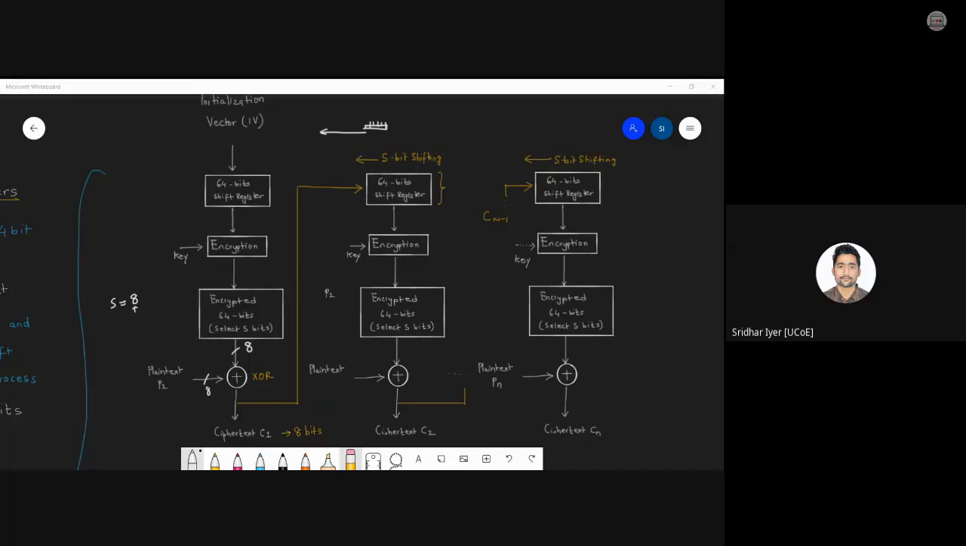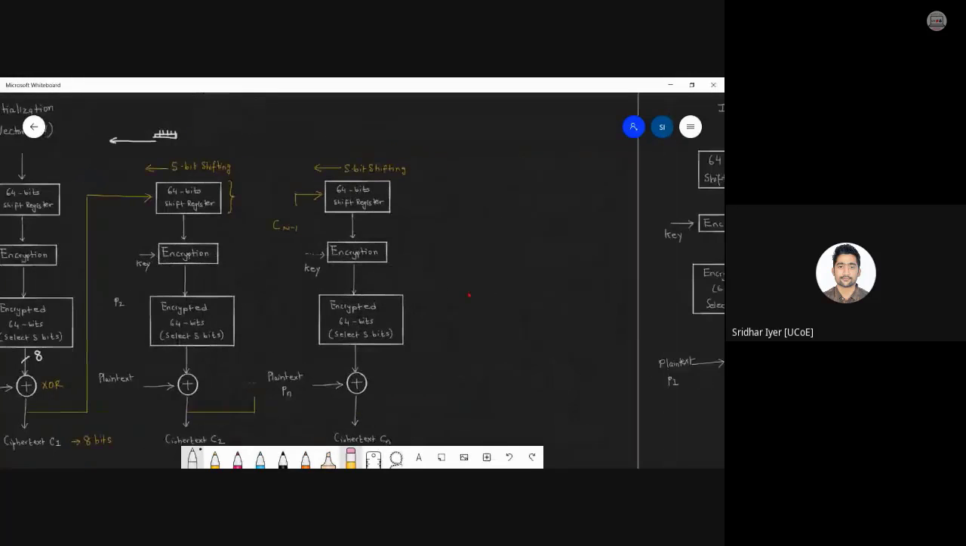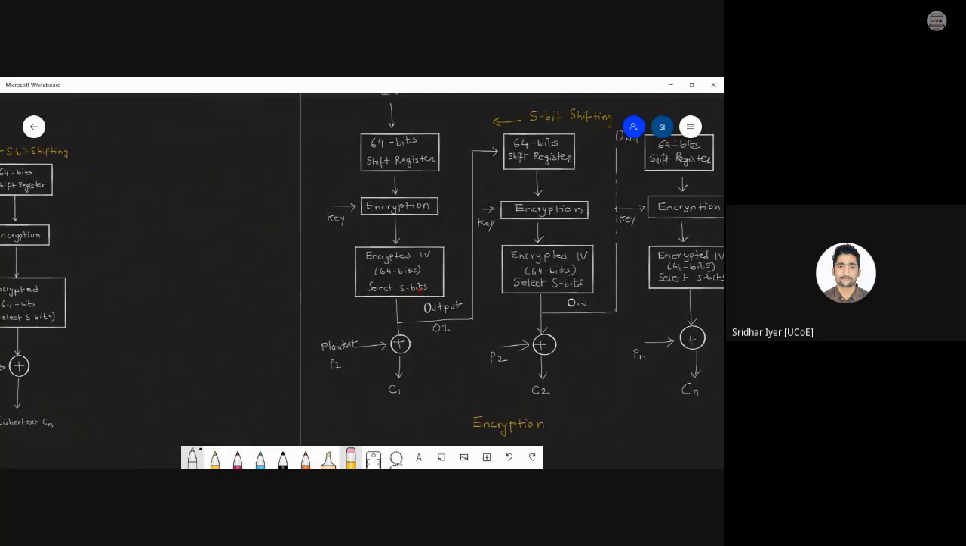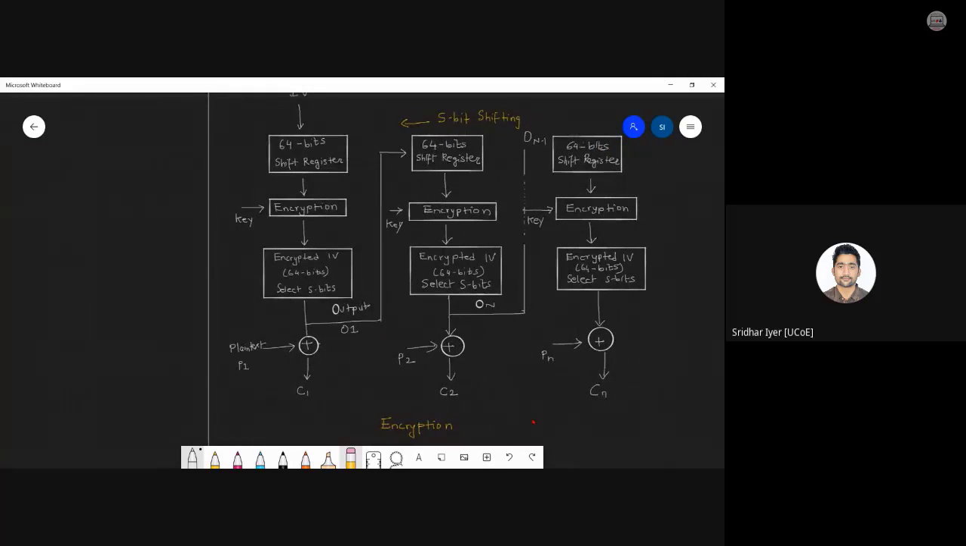Yes, correct. So to avoid that, the output of the previous step, that is the output of the encrypted IV, those selected S bits, is all that I am sending as the input to the next round. So if there is any error due to the XOR operation or due to some burst errors, they will be confined to this block only, and they will not be transferred to the next block. Am I clear?